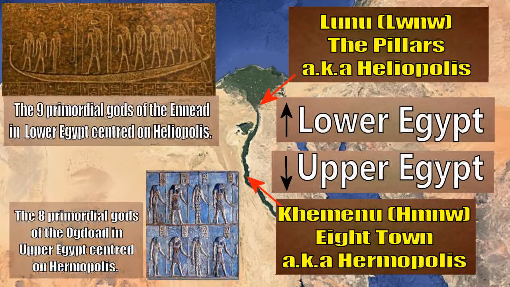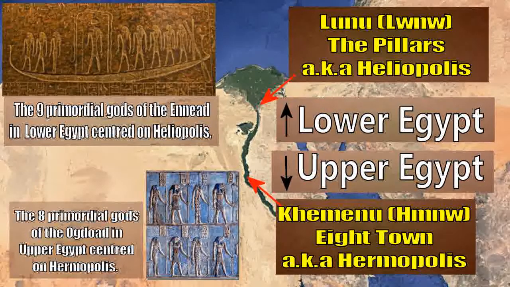Egypt is defined by several periods. In Upper or Southern Egypt, Chemenu, H-Town or Hermonopolis, the primordial gods are defined by the Ogdoad, or the 8 important gods, whose center of worship was Chemenu, or H-Town, as in the 8 gods, which was later renamed Hermonopolis. Hermonopolis as in Hermes Trismegistus, or as in Hermes, or as in Thoth.